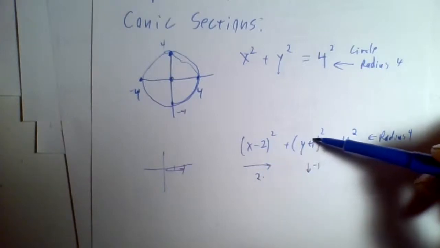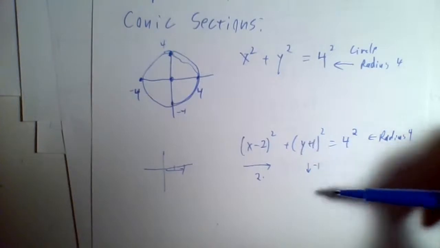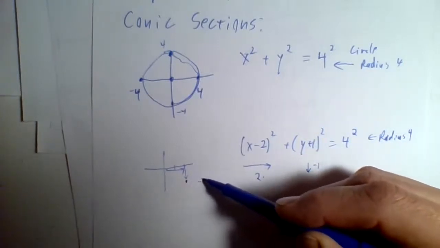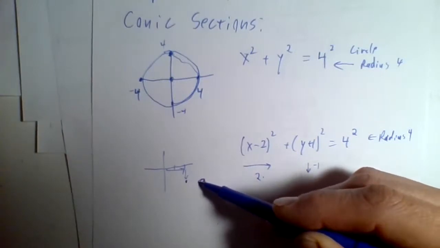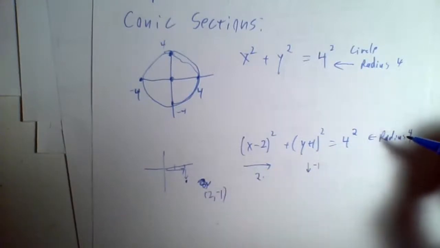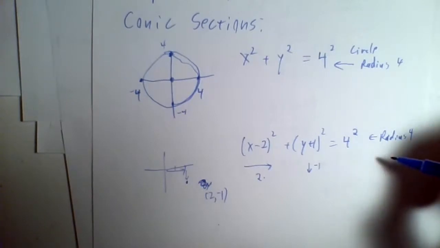Same kind of thing here. A +1 means y is -1 is where the zeros are. It moves it down 1. So it's going to move that center down 1, and we're going to be centered at +2, -1. So the coordinates of the center are 2, -1 now. And it's still radius 4 around that.